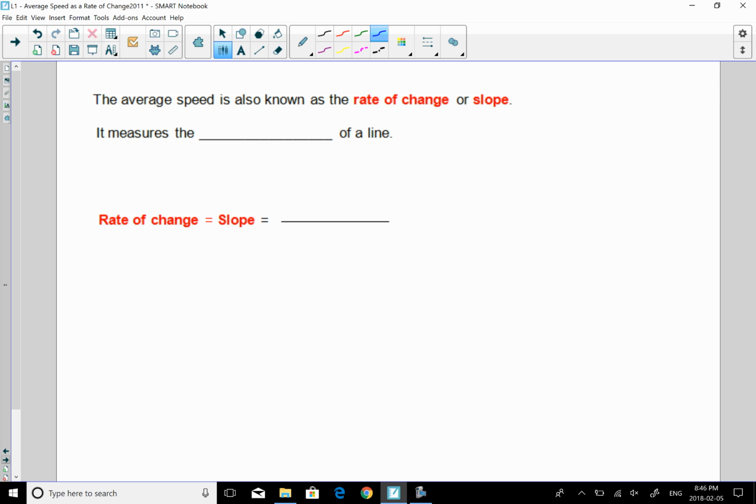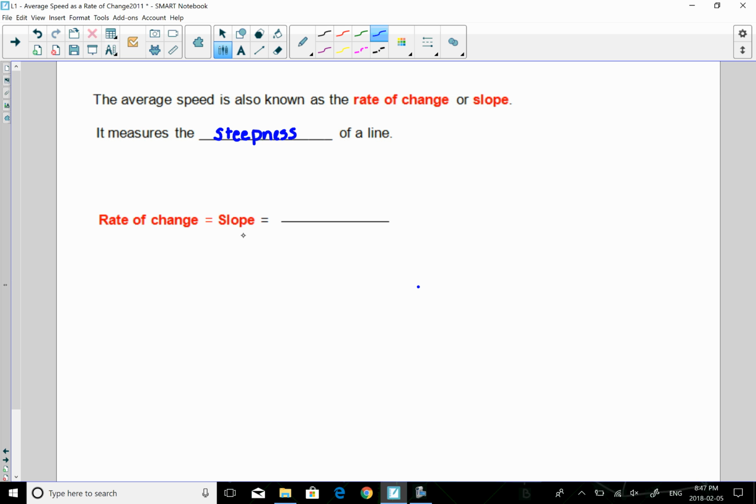As I said earlier, average speed is also known as rate of change or slope. It measures the steepness of a line. So we talked about steepness in previous lessons. We know the more steep a line is, the faster it's going, and the less steep, the slower.